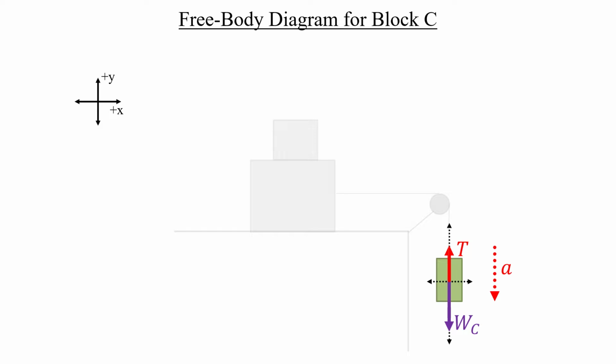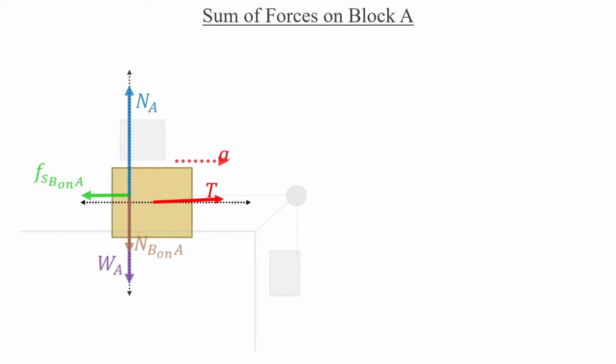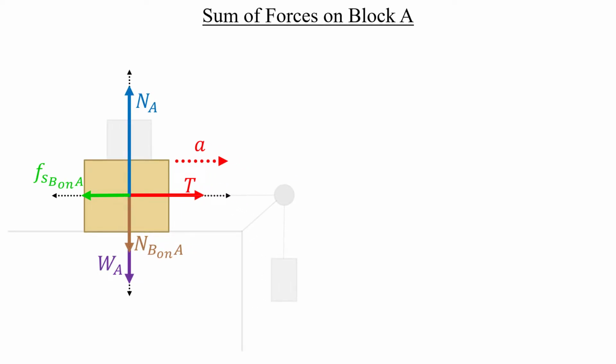We can move on to the sum of forces. So let's do that with block A. I'm going to start off with the vector equation of F equals ma at the top, like we've always done before. And let's branch off into the sum of forces in the x direction, where we have tension pointing in the plus x direction, so it's positive, and static friction from block B acting on block A, pointing in the left direction, so it's negative here on the left. And since the acceleration points in the plus x direction as well, ma is positive.